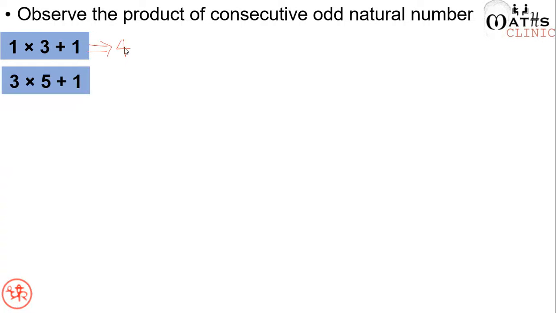Observe the product of consecutive odd natural numbers. Let us see. 1 into 3 plus 1, how much will it come? 3 plus 1, 4. Then 3 into 5, consecutive. 1 and 3 are consecutive, 3 and 5 are consecutive. The product of consecutive odd natural numbers. So it is equal to 3 into 5, 15 plus 1, 16.